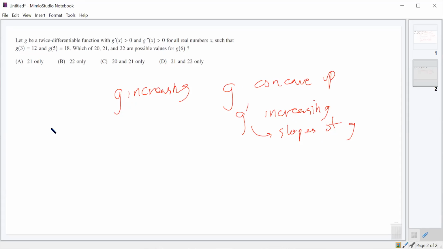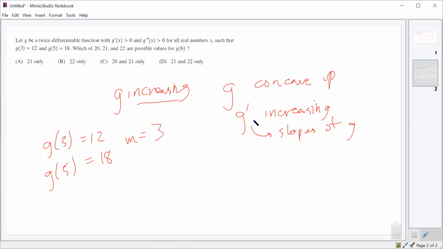Okay? So we know that when x was 3, the function was 12. And we know that when x was 5, the function was 18. So clearly it increased, which makes sense. And how much did it increase over those 2 units that it moved over? Well, it increased 6. So the slope here between those was 3. Right? 18 minus 12 was 6. 5 minus 3 is 2. 6 over 2 is 3. So the slope of g between 3 and 5 on average was 3 units.